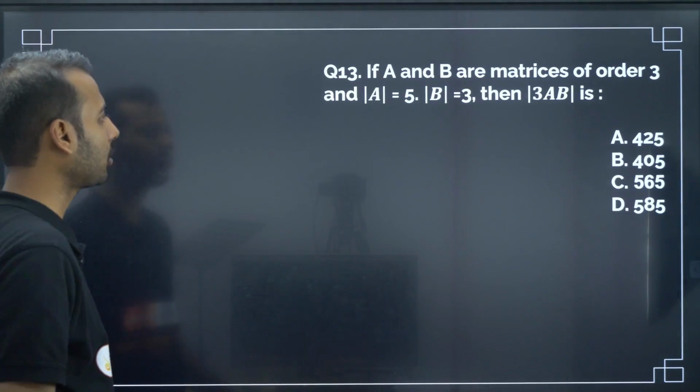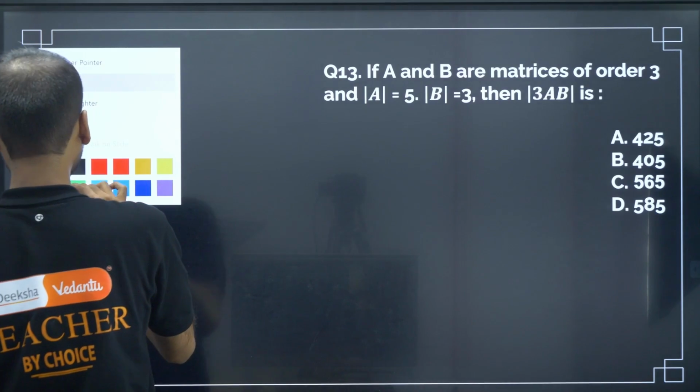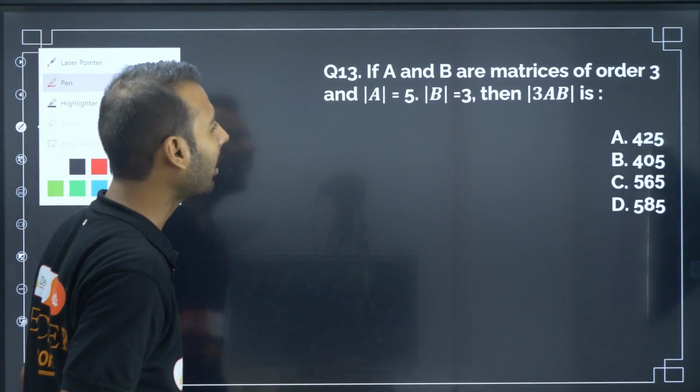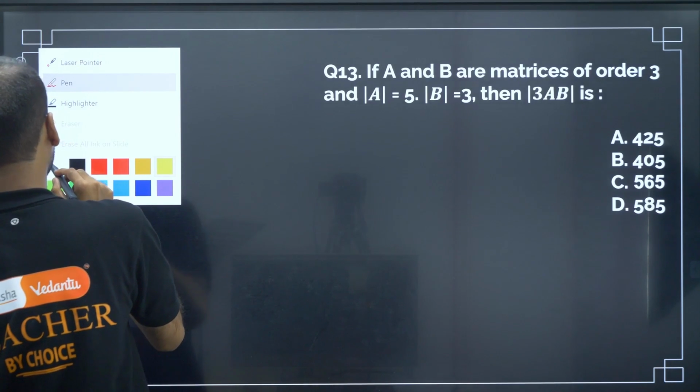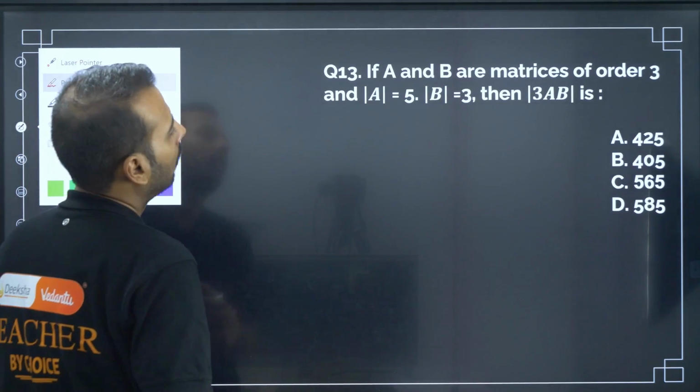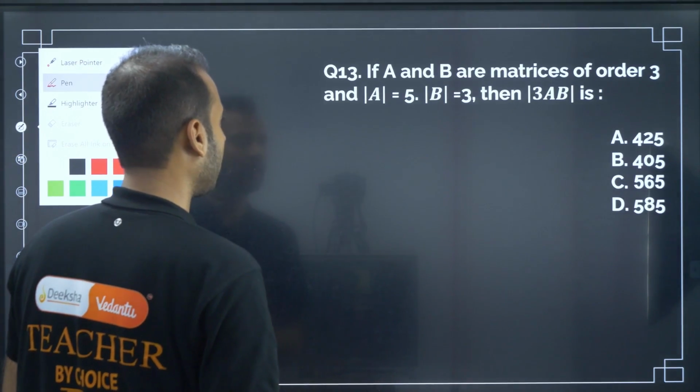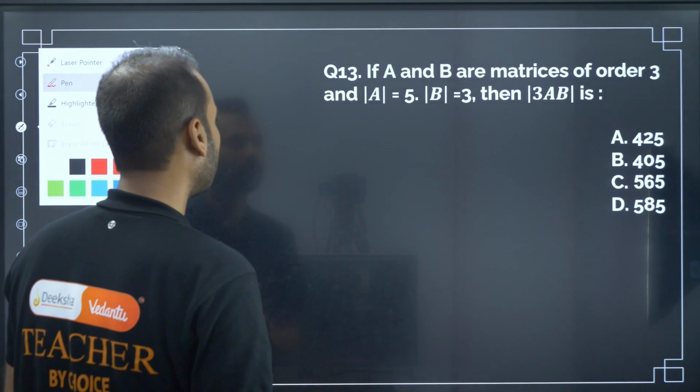If A and B are matrices of order 3. So what is the question? If A and B are matrices of order 3. If I go through the question, if A and B are matrices of order 3.